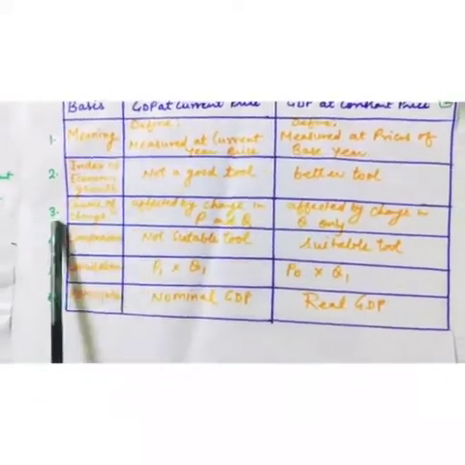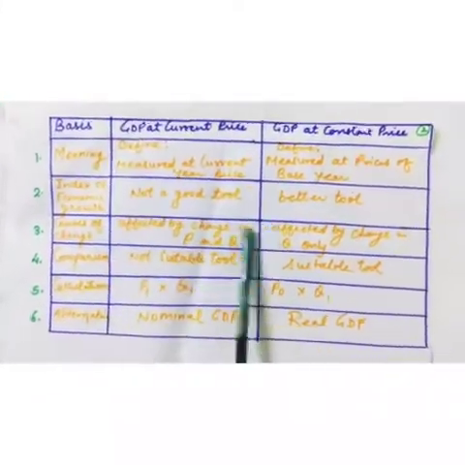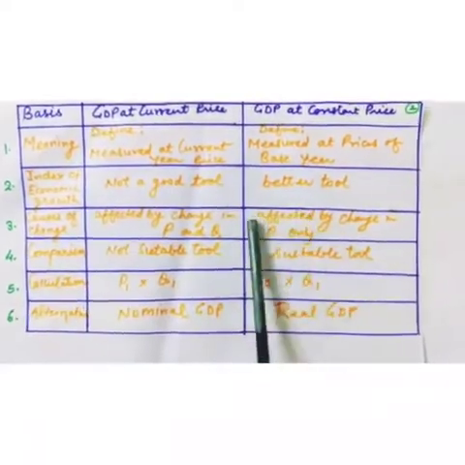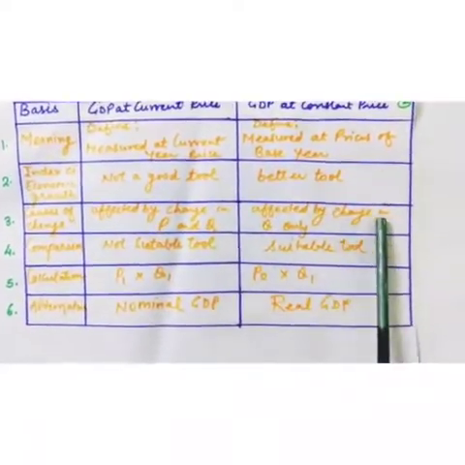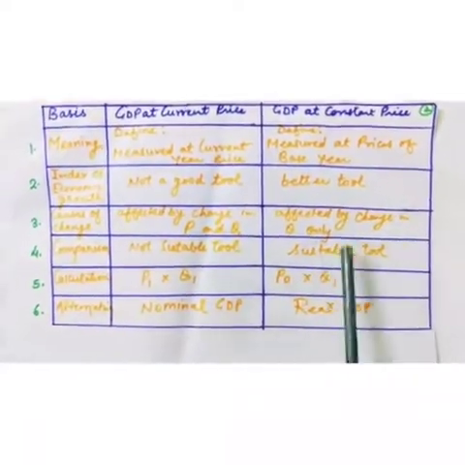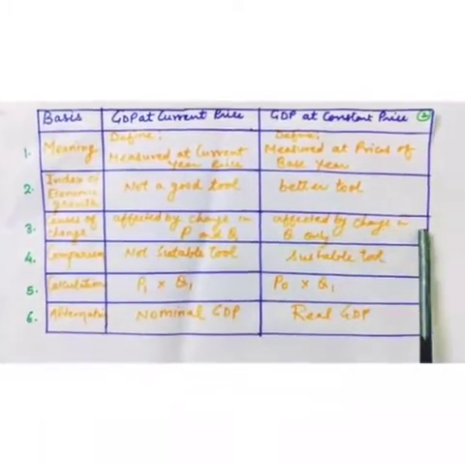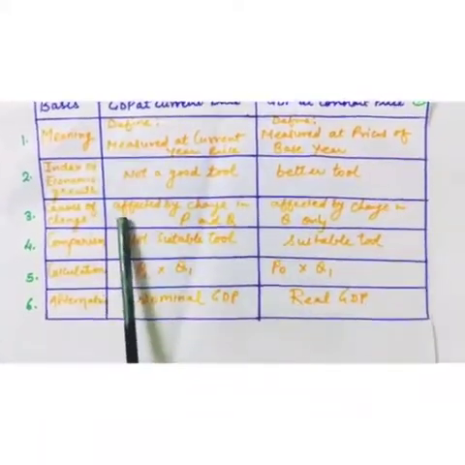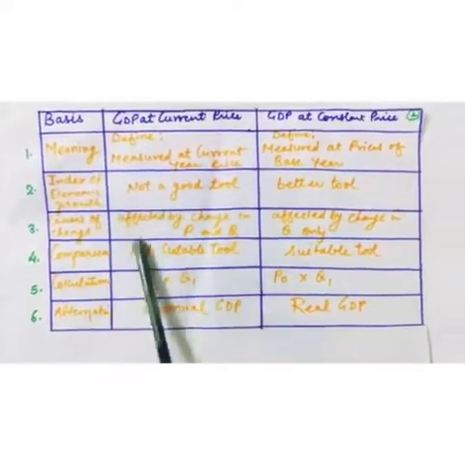Number three, causes of change. Nominal GDP is affected by change in price and quantity both. But real GDP can be affected by change in quantity only. This is the main difference. Real GDP can be affected by only change in quantity, but nominal GDP may be affected by both.